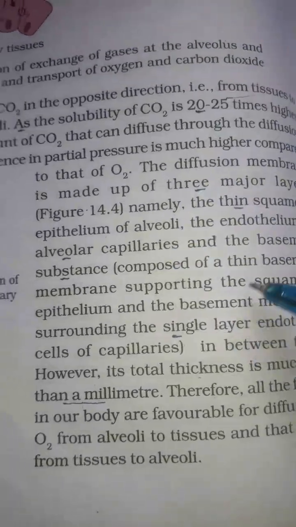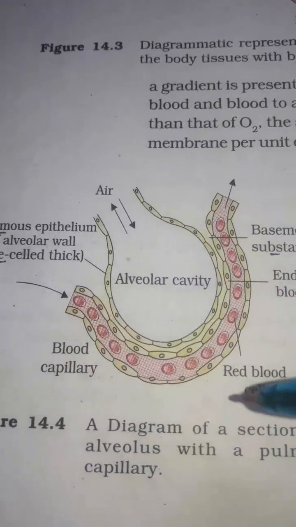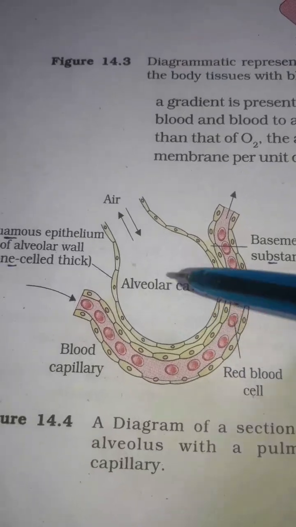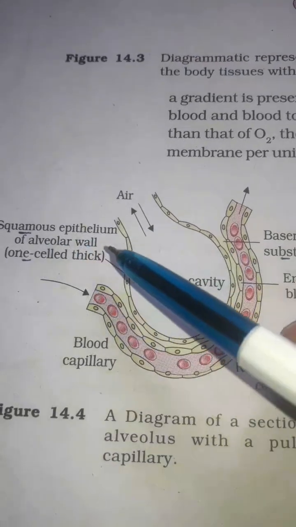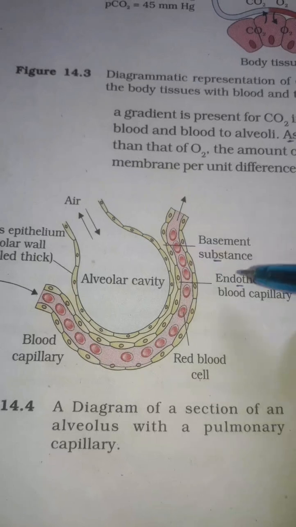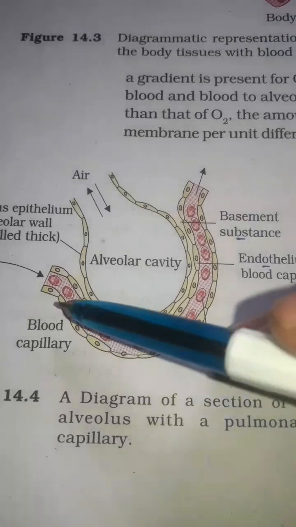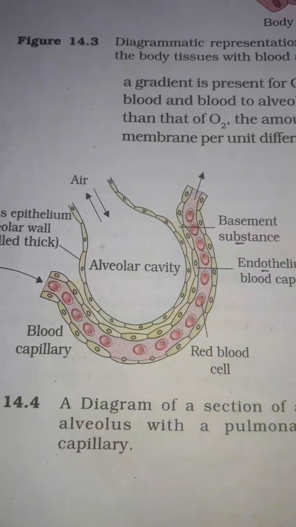So this is how the respiratory system works. There is a diffusion of gases on this side. Squamous epithelium of alveolar cell, alveolar wall one cell thick. Then there is a basement substance, endothelium of blood vessels, red blood cells, and this one is the blood capillary.